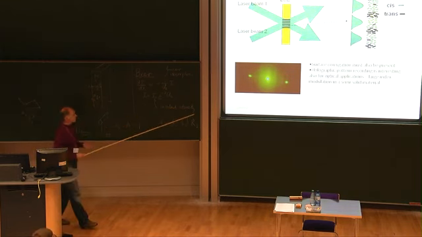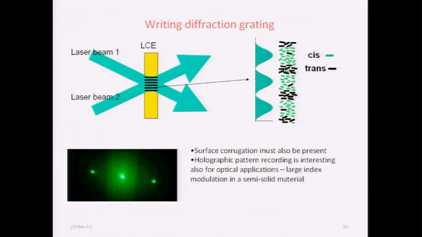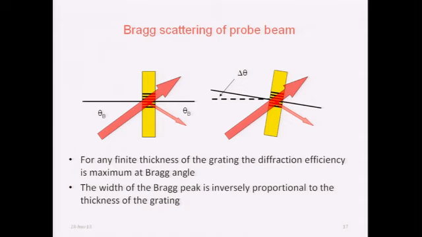Now, as I said, this holographic pattern recording can also be interesting for optical applications, because we can get large index modulation in a semi-solid material. So this can be exploited again. For example, if you stretch the material, it works like a diffraction grating, so you change the wavelength of maximum diffraction and things like that. Now, let me explain a little bit more how this diffraction problem works. We can look at the gratings by using some probe beam, let's say a helium neon beam, which we hope will not disrupt, if the density is low enough, the concentration of the azobenzene, of the trans or cis component.